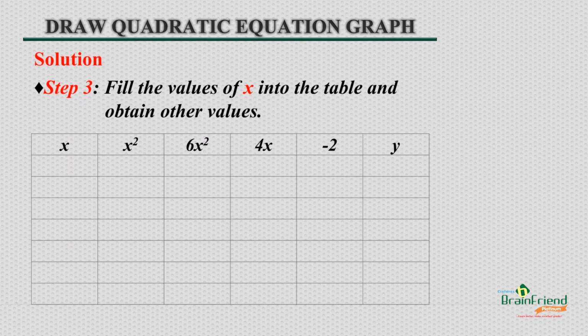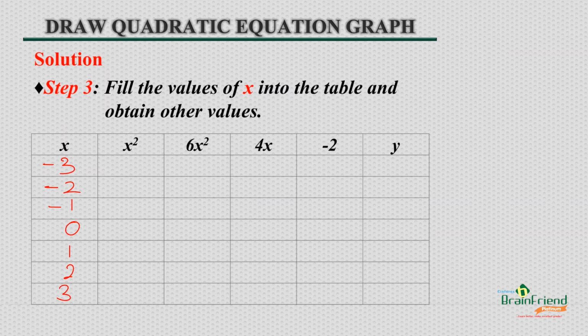Our step 3 is to fill the values of x into the table and obtain the other values. How do we do that? Let's start by filling the values of x. X ranges from -3 to 3. To fill the x column, we have -3, -2, -1, 0, 1, 2, and 3. Now we go back to the next column, which is the x squared column, and then we fill in this column as well as follows.